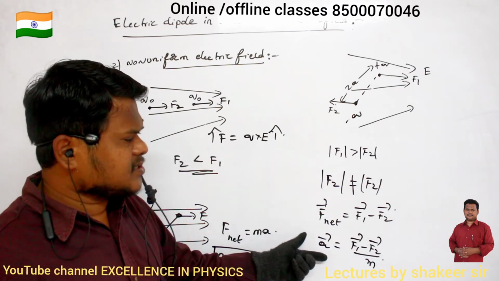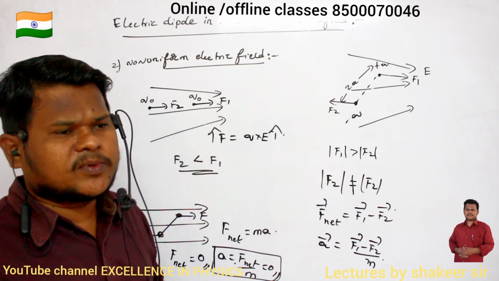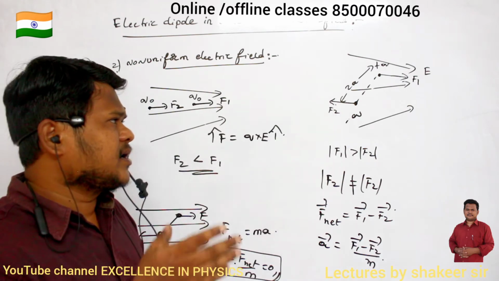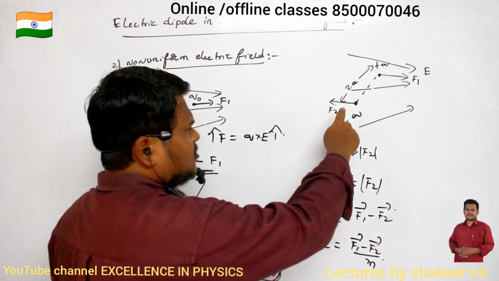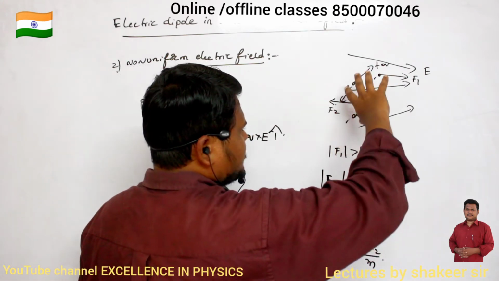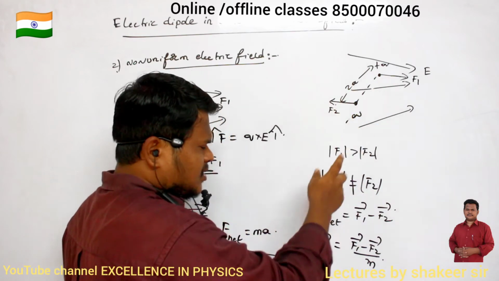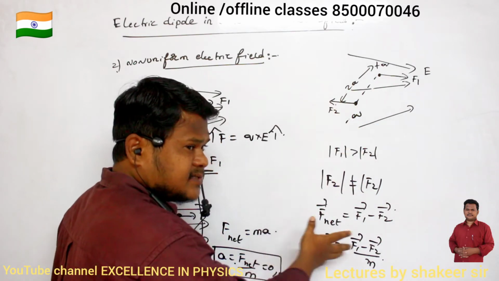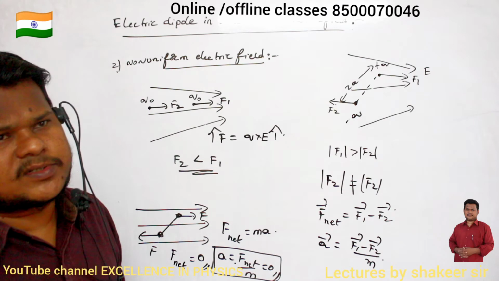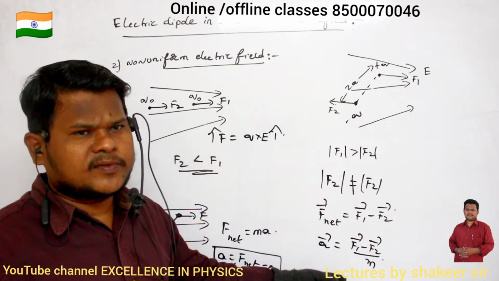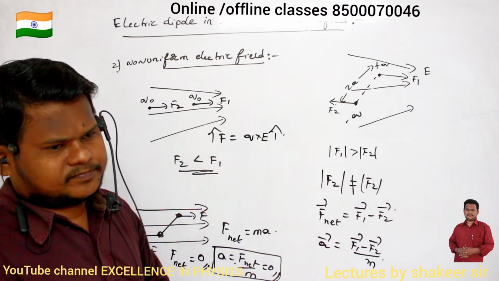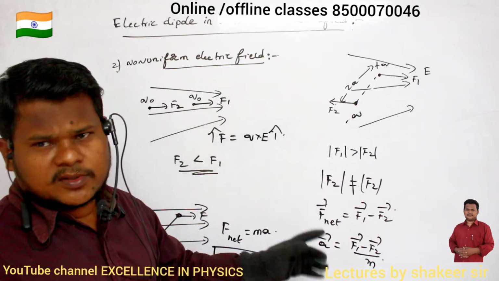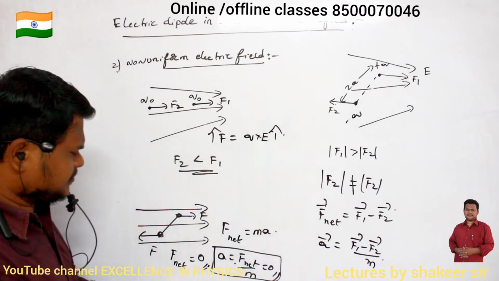And if acceleration is present, what will happen to this dipole? The dipole will accelerate. Because of these two forces, rotation also will be produced, no? And because of net force, acceleration is also produced. So what will happen to this dipole? It will rotate, and similarly it will move in a straight line. Are you able to understand? So clear now, all of you, what is happening here?